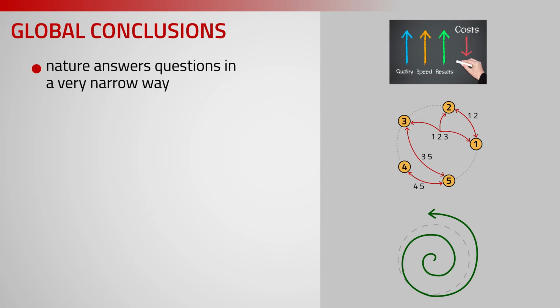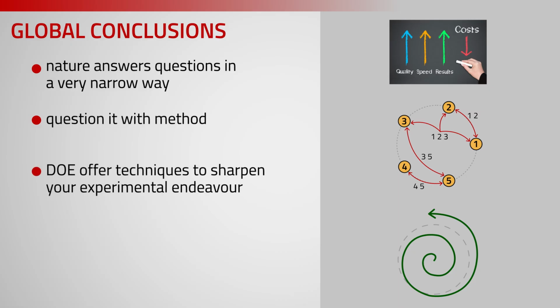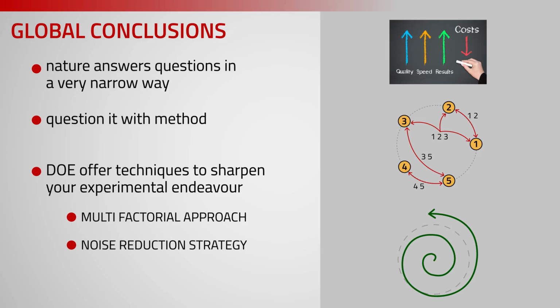So now we can arrive at a general conclusion about the interest of DOE for research and development. Nature answers questions very narrowly. So it's very important to have very sharp questions, and DOE will help you to sharpen your questions. Why? Because we are using a multifactorial approach. It lets us diminish the confidence interval of the results. It also helps with noise reduction, and we are also taking interaction into account.